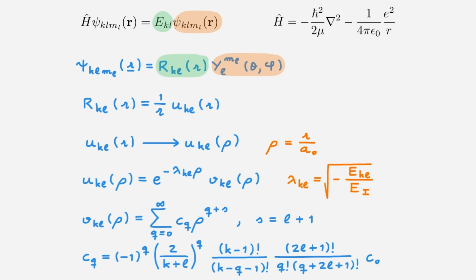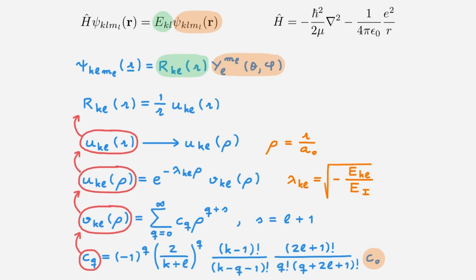We can then complete the solution by fixing C_0 through normalizing the wave function. And this is it. This is all we need to determine the eigenfunctions. Once we've determined these C expansion coefficients, we can construct v. Once we have v, we can construct u in terms of the rho variable. We can then go back to the original coordinate r. And once we have u like this, we can construct the radial function. And once we have R, we can finally build the eigenfunctions. With this recipe, we can now build any eigenfunction we want. And you can find examples of this in the videos linked in the description.